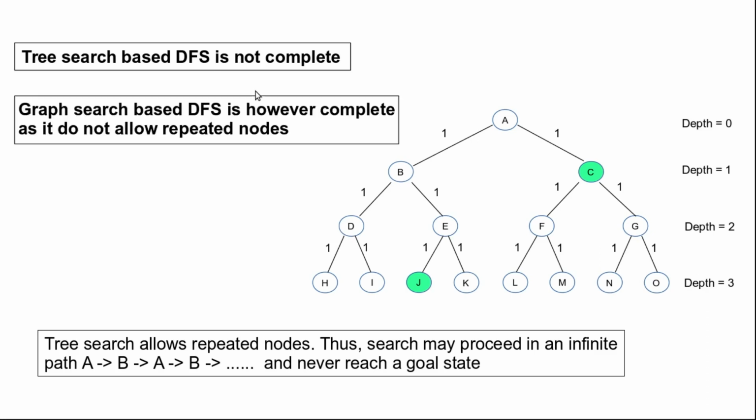However, graph search based DFS is complete, because graph search based DFS will not allow repeated nodes to happen. It checks for repeated nodes by maintaining a list called the explored set, as we have seen in one of the earlier classes.